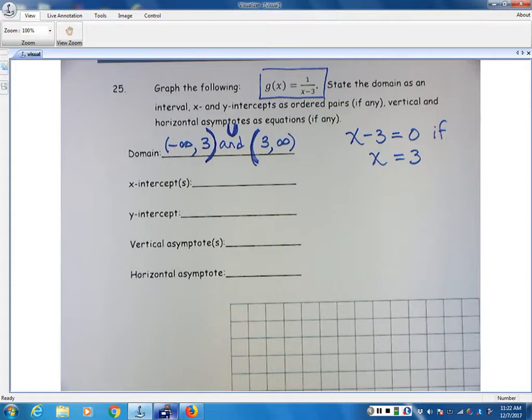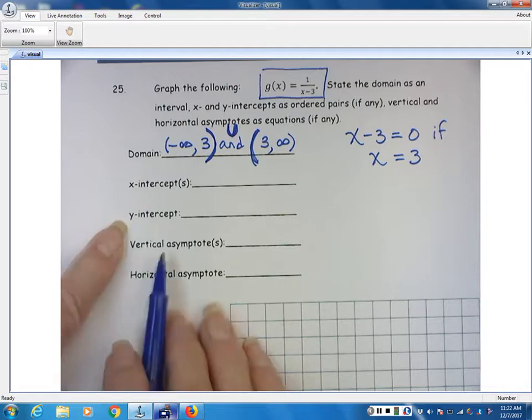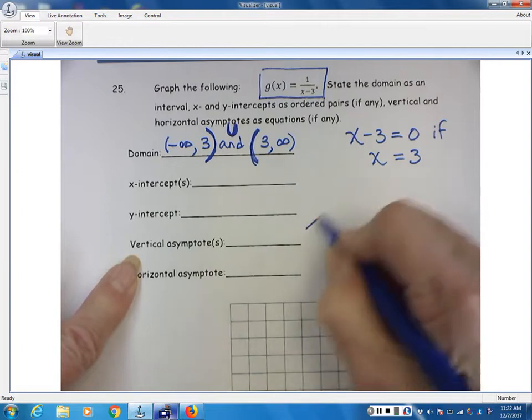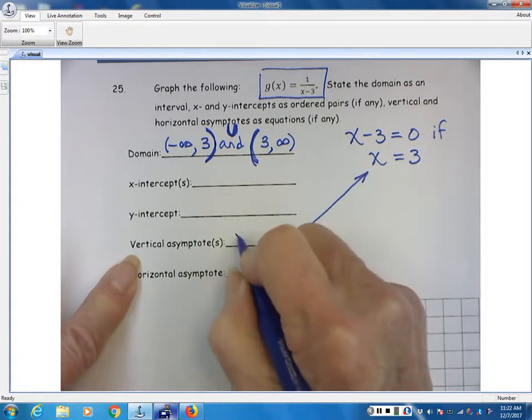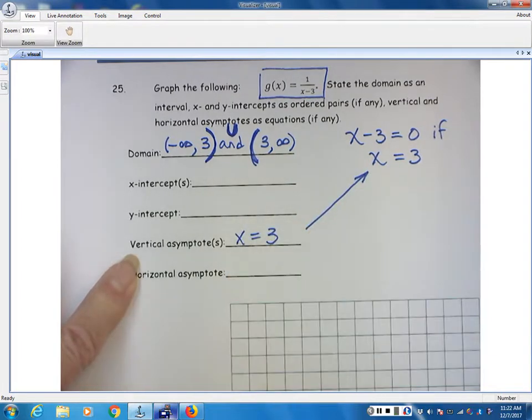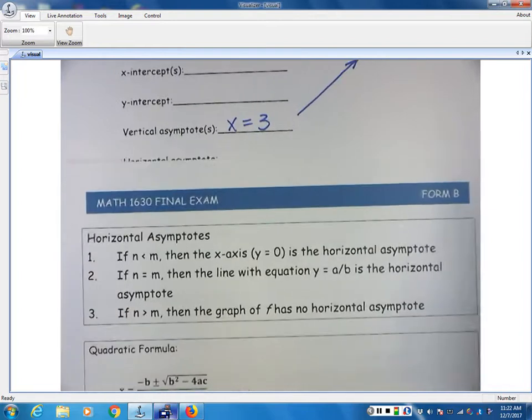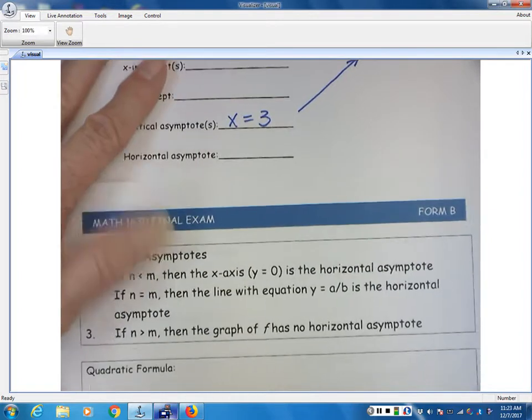Okay, the x-intercepts, the y-intercepts, the asymptotes. We'll worry about this after we've graphed it. Vertical asymptote. There is a vertical asymptote at x equals 3. Horizontal asymptote, we need to get our formula sheet. And I did give you on the formula sheet the method for finding out what horizontal asymptotes were if there are any.